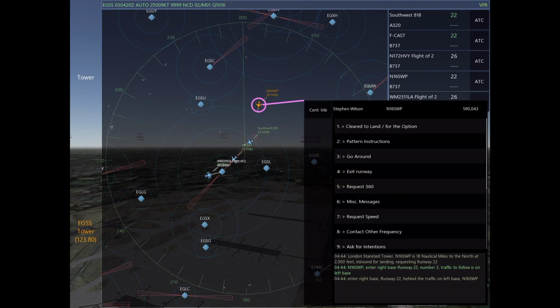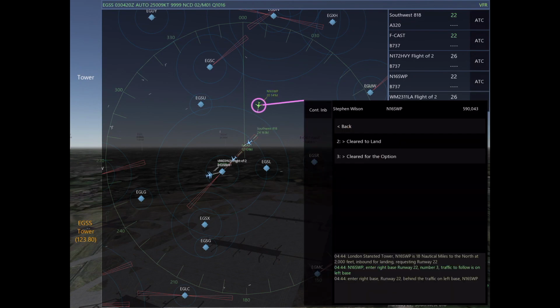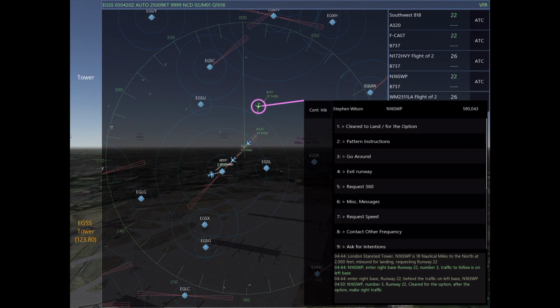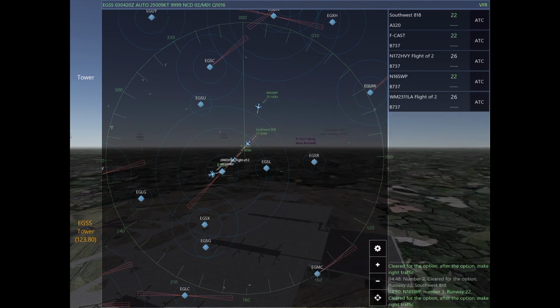So we fast forward a little bit, and the next person we can talk to is November 16 Sierra Whiskey Papa. We'll go and clear him for the option. He's number 3, and after the option, he can make right traffic, with the same thing in mind, avoiding conflict with our transition. Number 3, runway 22, cleared for the option.